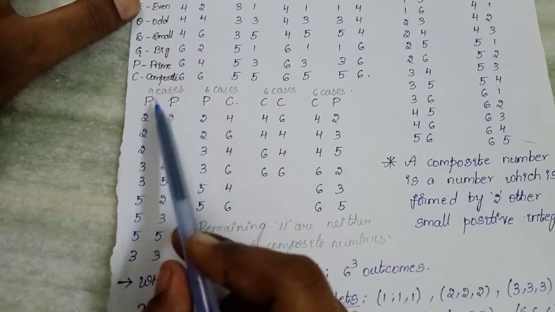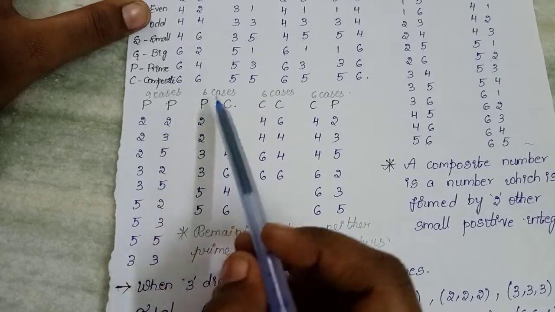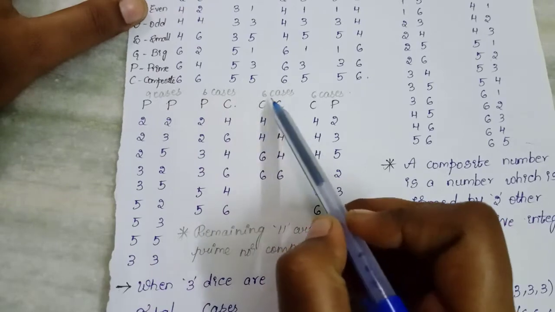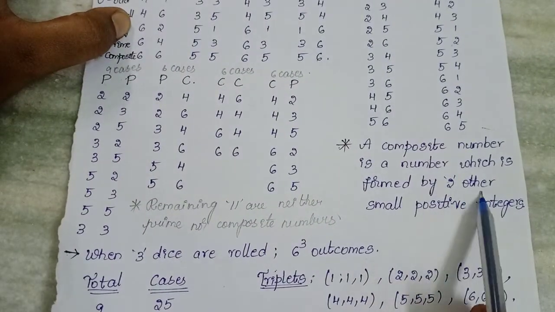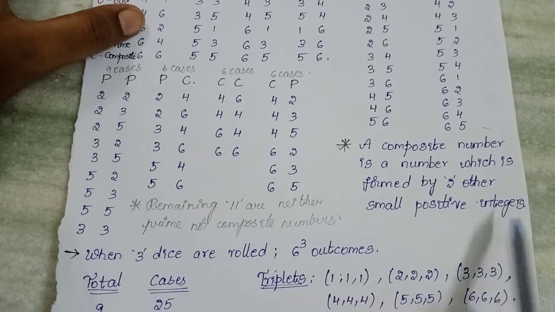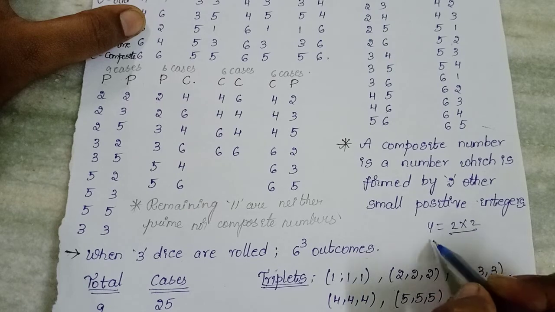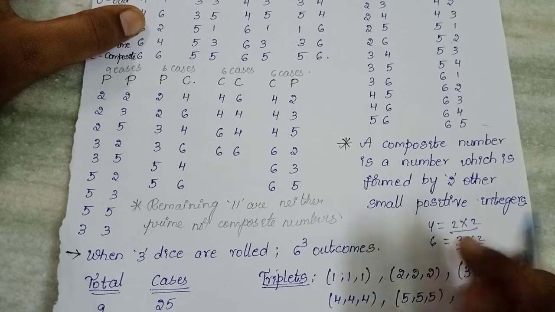And the cases of both prime numbers, where P represents prime here: 9 cases will be there. Both are composite numbers: a composite number is a number which is formed by 2 other smaller positive integers, like 4 is formed by 2 into 2, and 6 is formed by multiplication of 3 into 2.